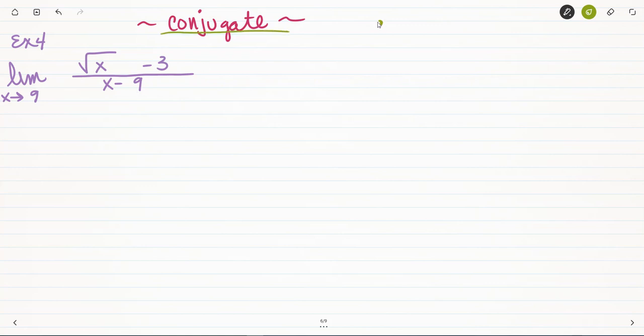The conjugate of, let's say, a plus b, is a minus b. So a plus b times a minus b is what we'd call a conjugate pair. And you might remember that when we multiply these, we get a squared minus b squared. So that's what we're going to use here.